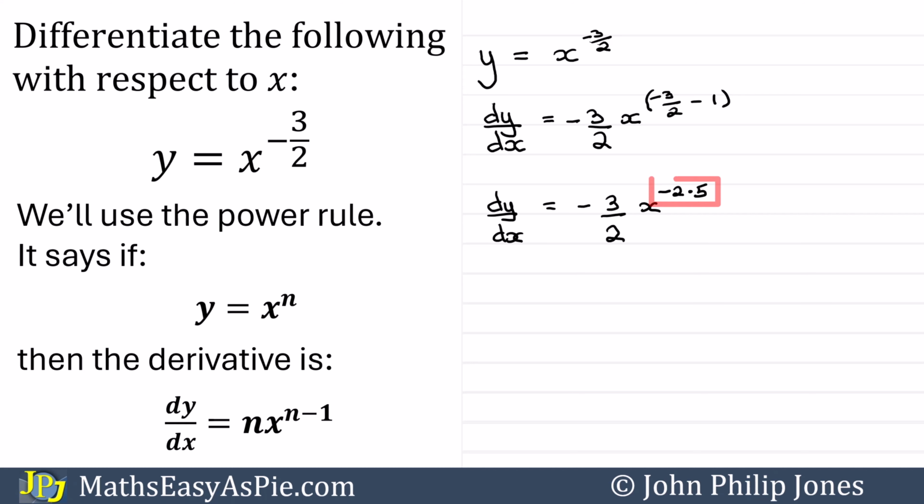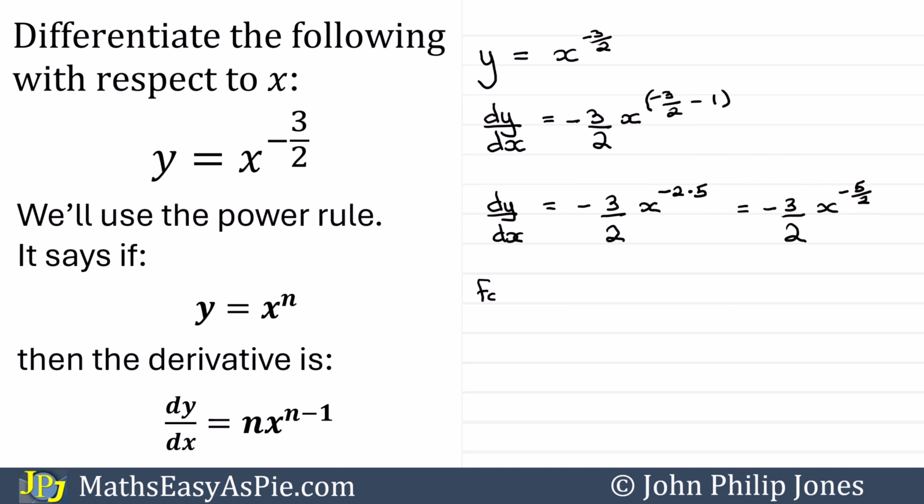Now this is minus 2.5 because this calculation here, the minus 3 over the 2 minus 1, is minus 2.5. Of course, I can go on to say that this is minus 3 over 2 x to the minus 5 over 2, because minus 3 over 2 minus 1 can be expressed as minus 5 over 2. And of course, minus 5 over 2 is minus 2.5.